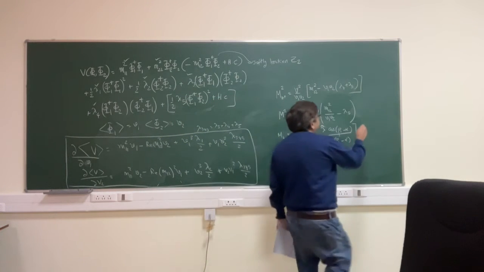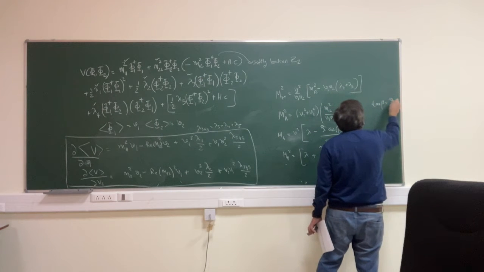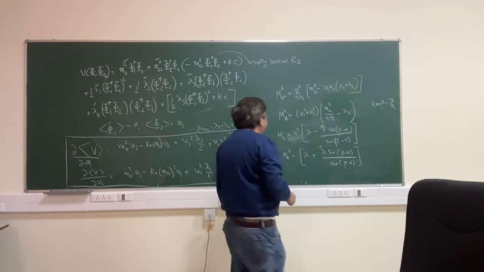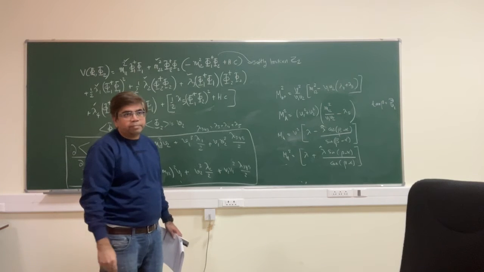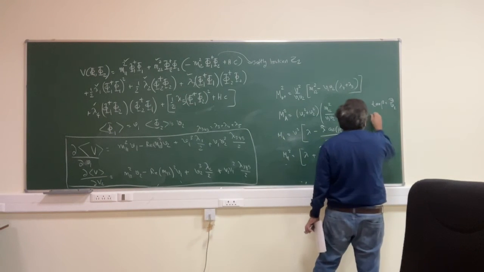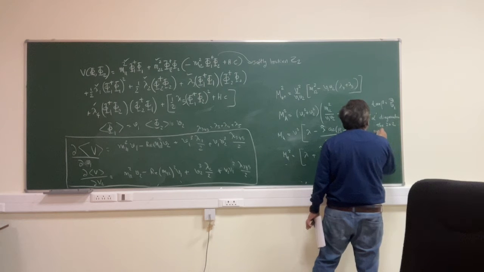Now beta is defined by tan beta is equal to V2 by V1, and alpha is the angle which diagonalizes the neutral Higgs mass matrix. Alpha diagonalizes the 2 by 2 neutral Higgs mass matrix.